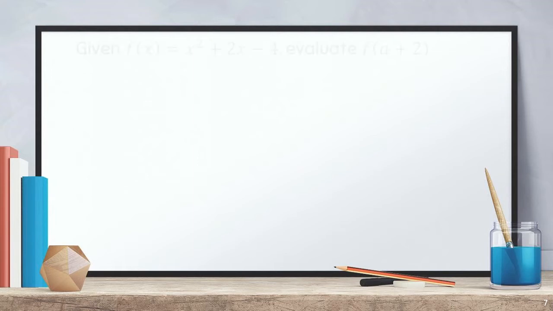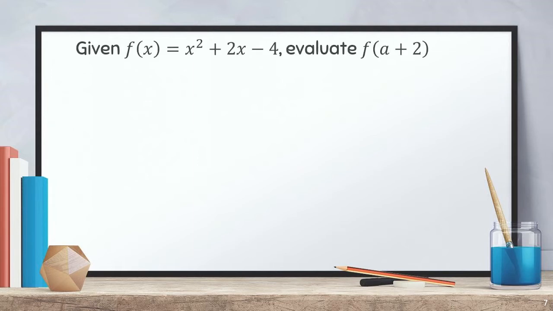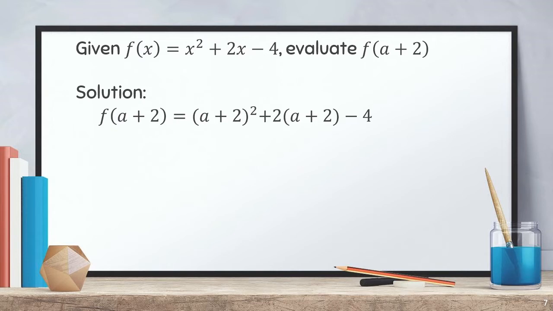Another example. Given f of x equals x squared plus 2x minus 4. Evaluate f of a plus 2. So for our solution, we plug in or we replace all values of x with a plus 2. So our equation is now f of a plus 2 equals (a plus 2) squared plus 2(a plus 2) minus 4.